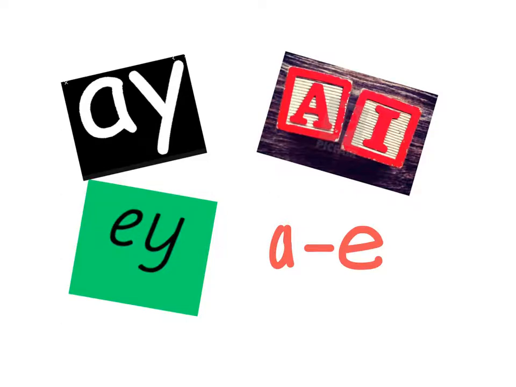So in summary, today we've talked about ways that we can write the long vowel A sound. So that's when you hear A saying its name in a word. You might write it using AY, like the word day. You might write it using AI, like the word rain. You might write it using EY, like the word they. Or you might write it using the split vowel digraph, A, a consonant, and then E, like the word lake.